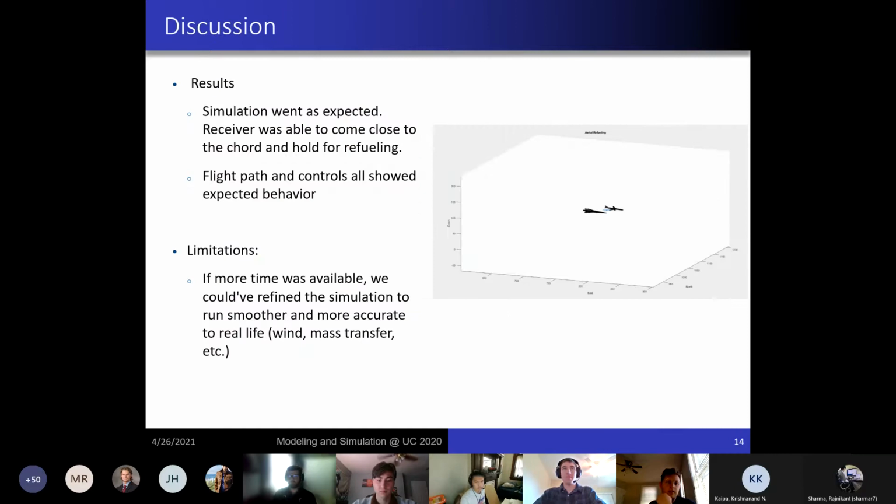And as for our discussion, our simulation pretty much went as expected. Our receiver was able to locate the cord and hold for a certain amount of time. Our flight path and controls all showed expected behavior. And kind of our limitations that we were faced with was timing. I mean, we only had 3 weeks to simulate something very complicated. If we had more time, we probably would have gone with more, stronger wind or more of a mass transfer system, etc.